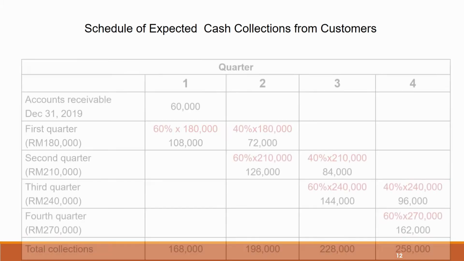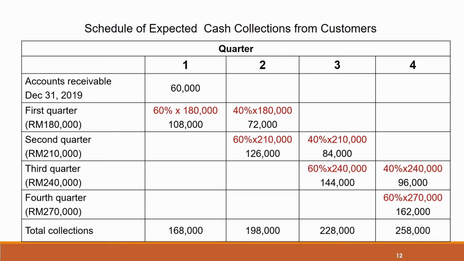So we look at the schedule of expected cash collection from customers. This is the table that you have to prepare. There are 4 columns. Number 1 represents quarter 1, then the second quarter, the third quarter and the fourth quarter. In the first row we have to record the balance of accounts receivable. The balance of accounts receivable should be collected in the first quarter. So we have to record 60,000 in the first quarter.